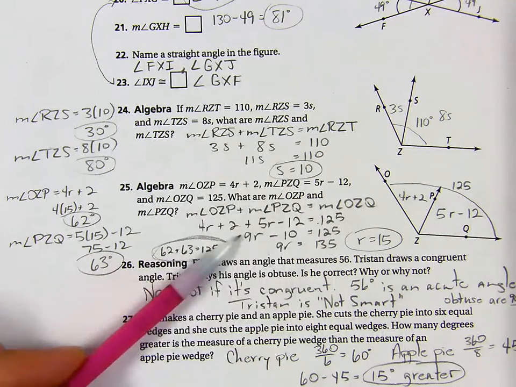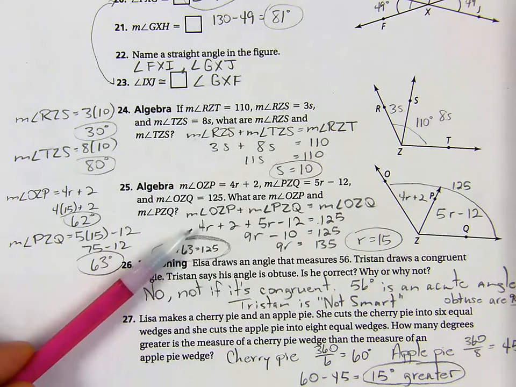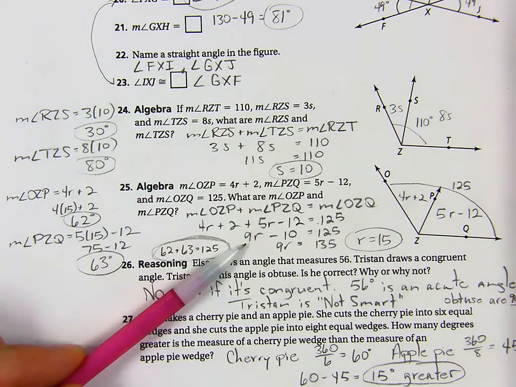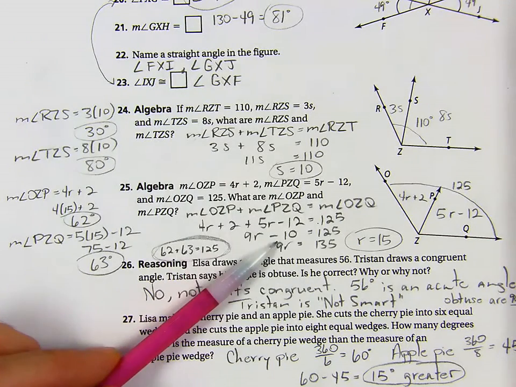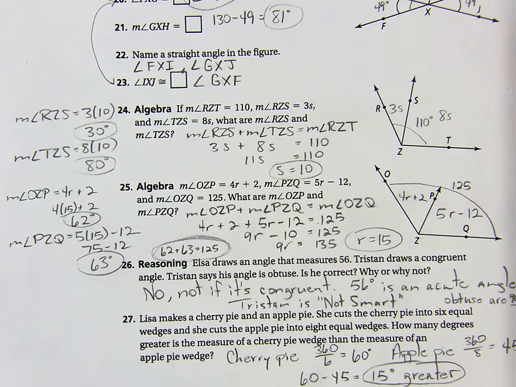I substituted in their measures, which were algebraic expressions, writing an equation, combining my R's, 4R and 5R is 9R, 2 and negative 12 is negative 10, add 10, 9R is equal to 135, R was 15. Then if R is 15, I plugged it into the measures. The measure of OZP was 4R plus 2, or 4 times 15 plus 2, is 62. The measure of PZQ, 5 times 15 minus 12, 75 minus 12, is 63.